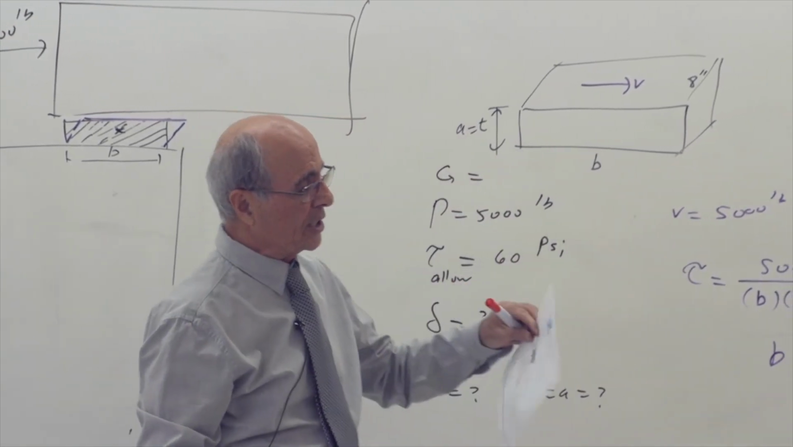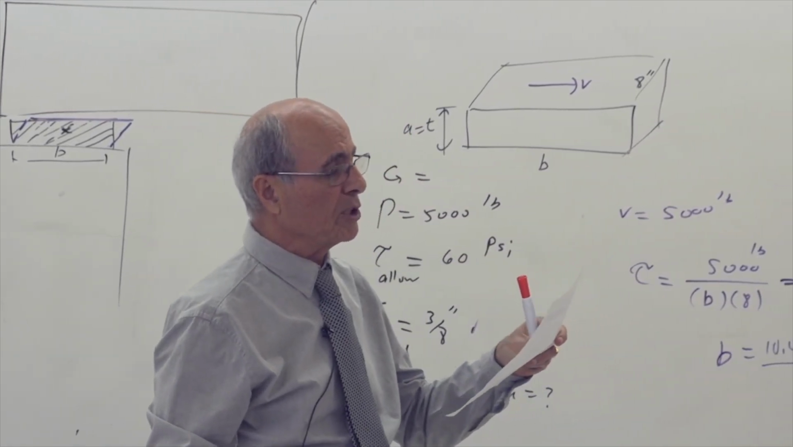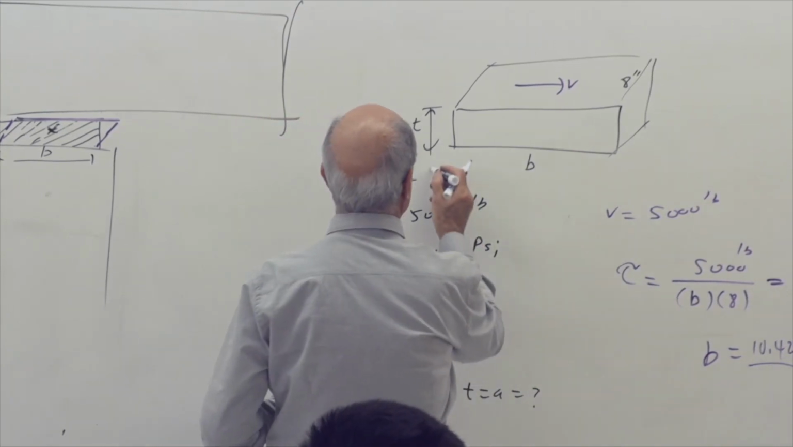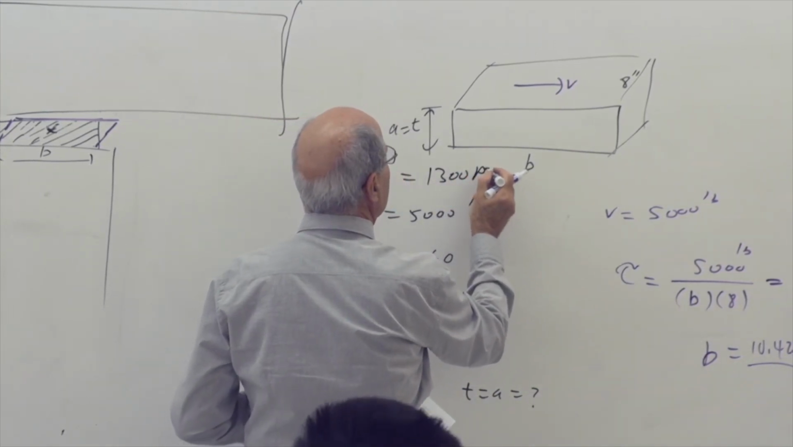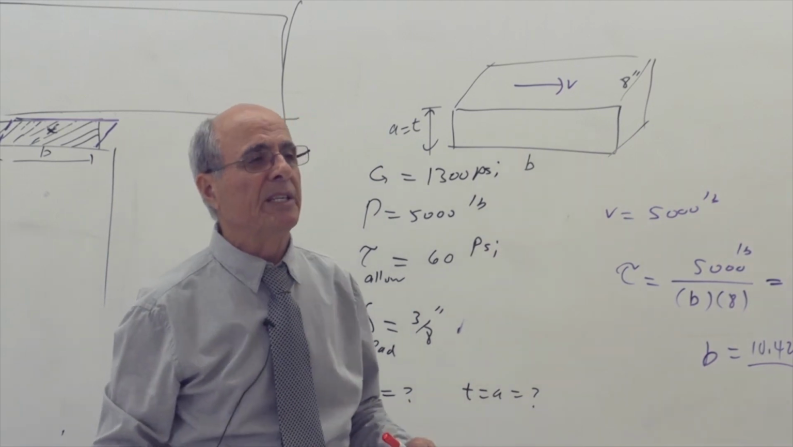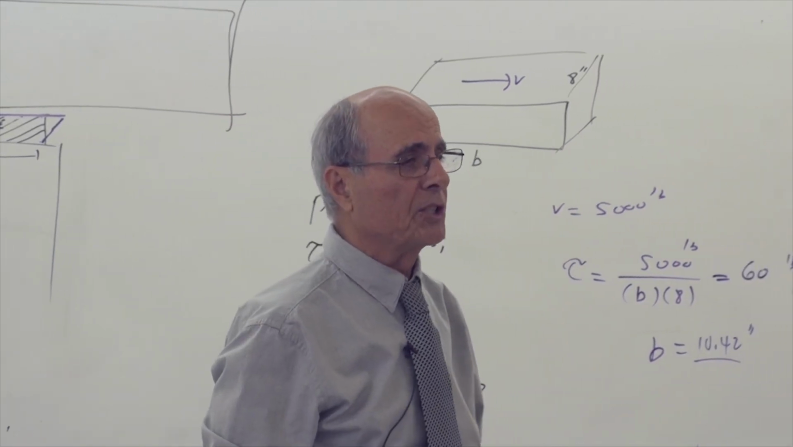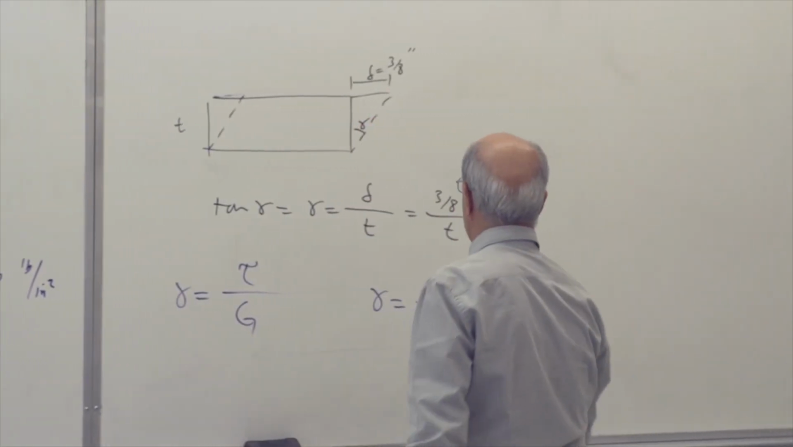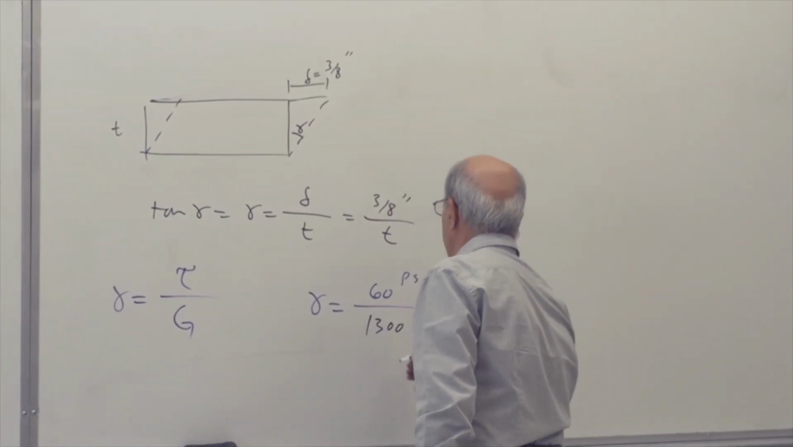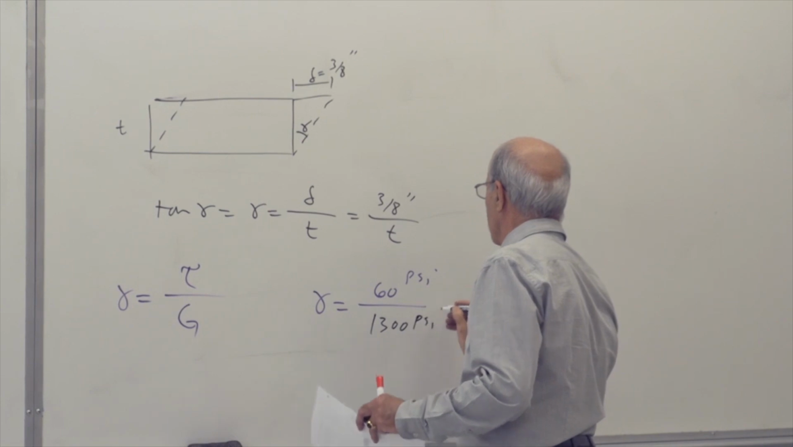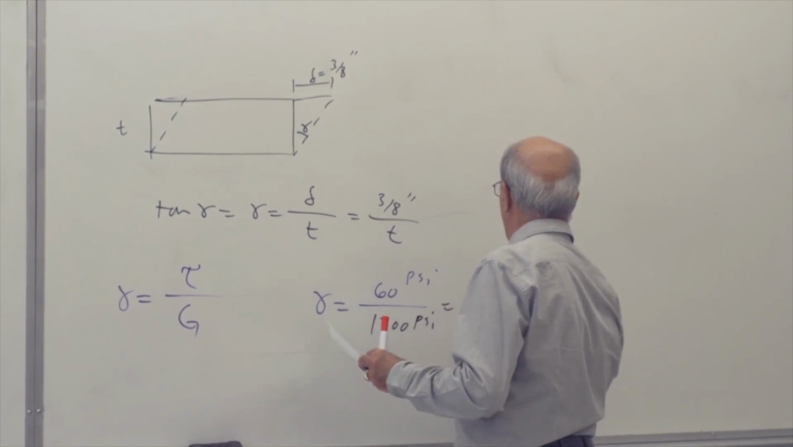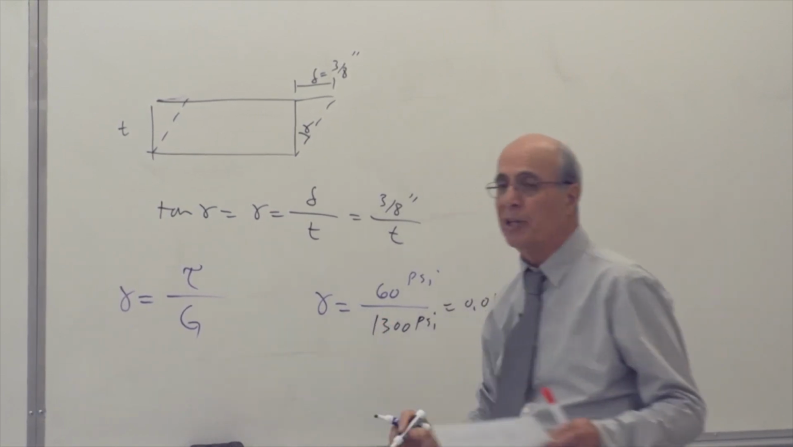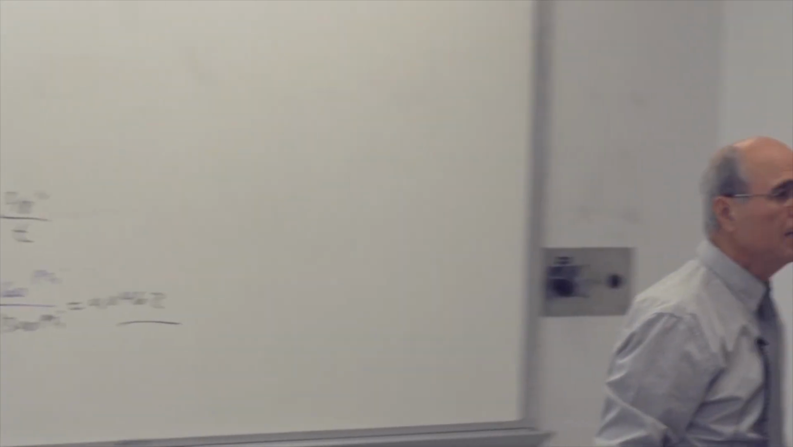In the book, they said 130. 130 is too low. It doesn't work for this problem. I changed it to 1300 psi, so please write it out. I changed it because otherwise the gamma becomes too large. So I'm sorry for that. You put here 1300 psi, so that's psi over psi. It becomes 0.0462. Notice it's still a small number, but we are going to go to 3 digits.